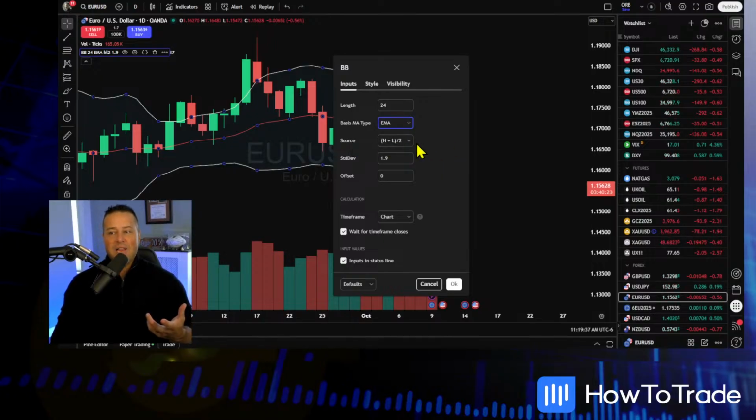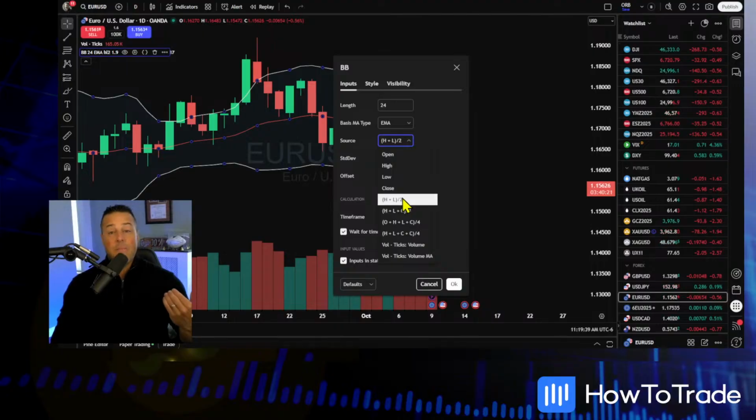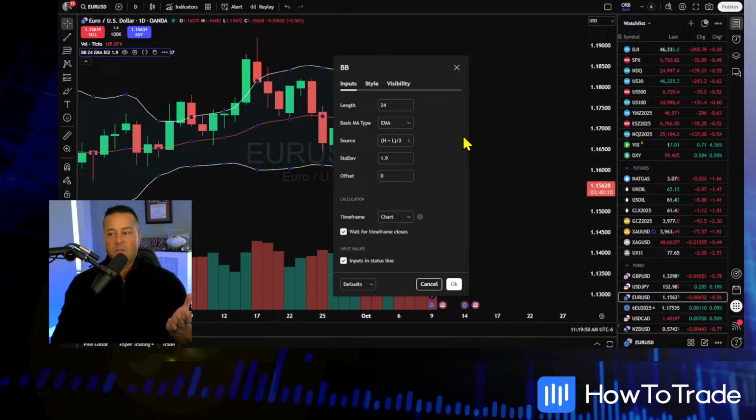A source, high-low divided by 2. I like to build mine on the midpoint of the pricing bar. That's what I like to do, but you can use open, high, low, close, whatever you'd like. I like the mid. A lot of people like thirds or quartiles. For me, the mid is pretty much everything.